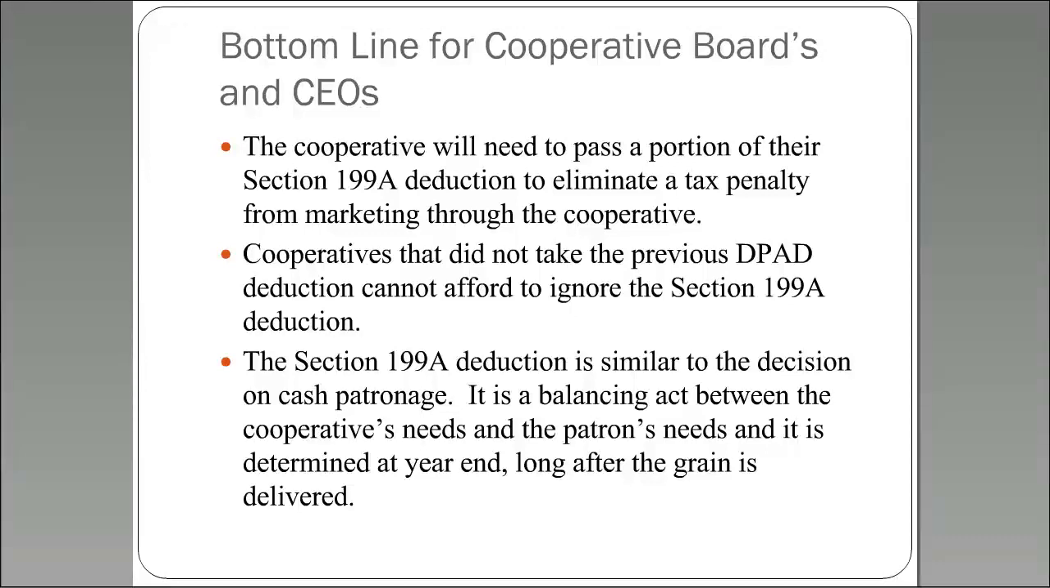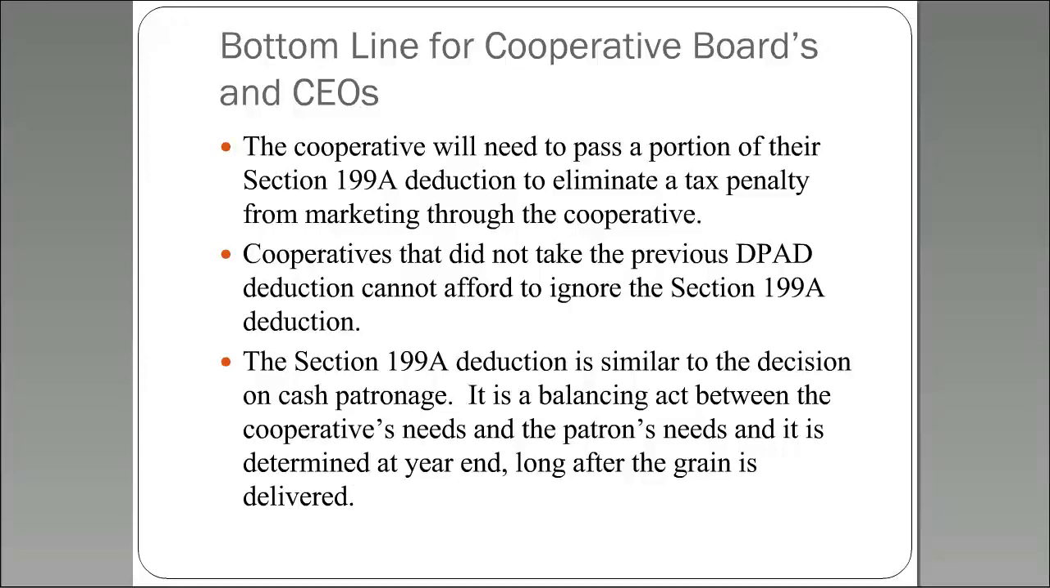The Section 199A deduction is not really any different than this concept of cash patronage. You took your grain to a co-op, or you could have taken it to an independent, and when you take the grain, you have no idea whether there's going to be any profits, whether you're going to get any profit distribution, and so you make that decision, taking that risk going forward.